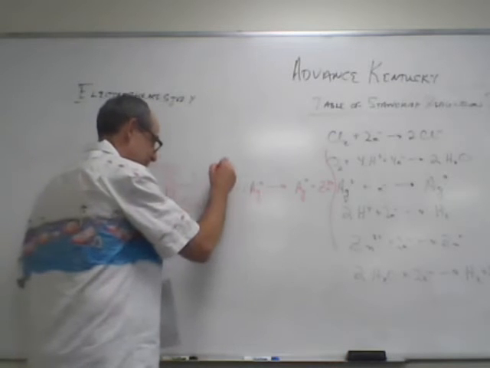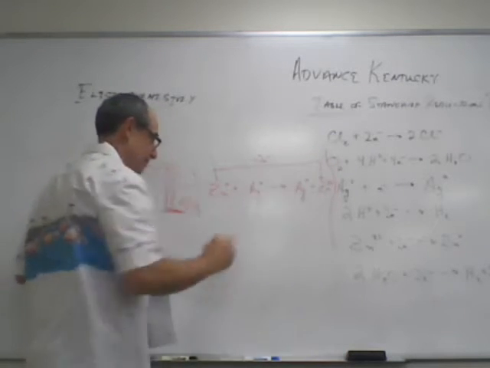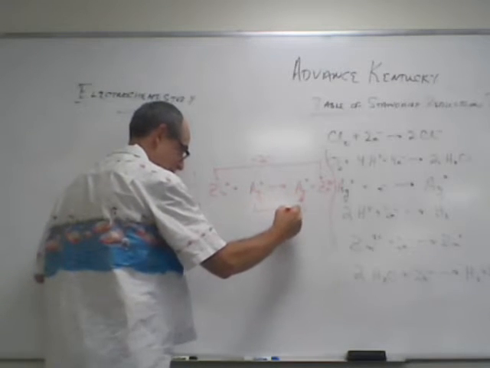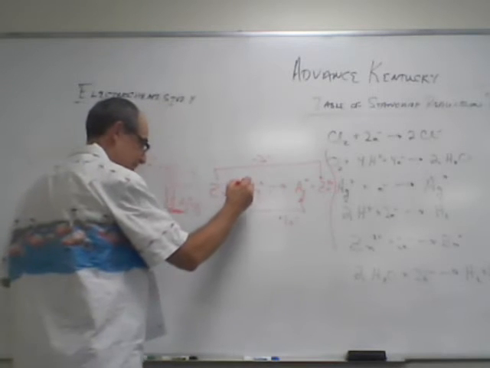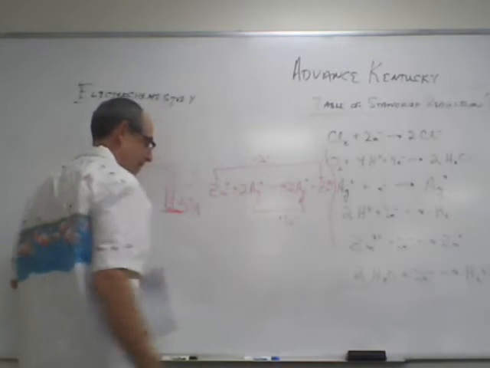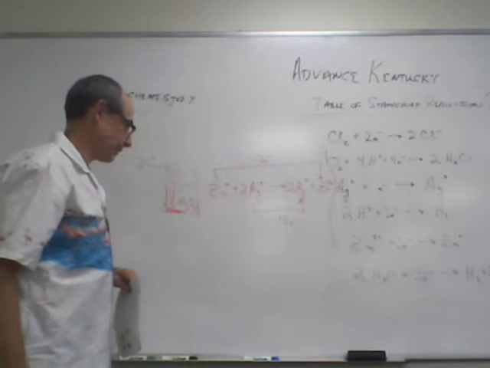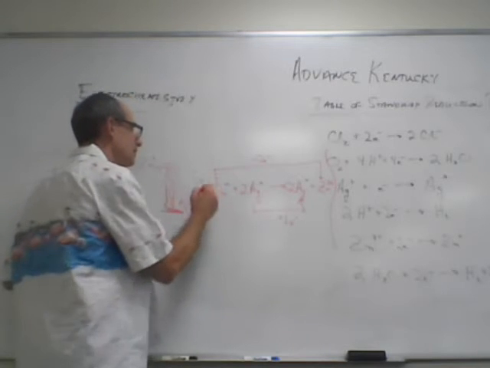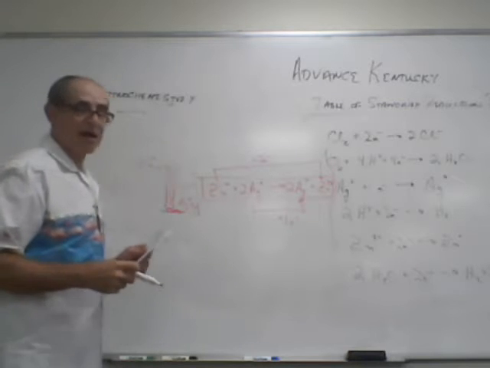If we look at this, the zinc atoms each lose 2 electrons to become a zinc ion. Silver ions each gain 1 electron, or are reduced, to become a silver atom. So we need 2 silver ions becoming 2 silver atoms for each zinc atom that loses electrons. And this is our net ionic equation for the reaction that happens.